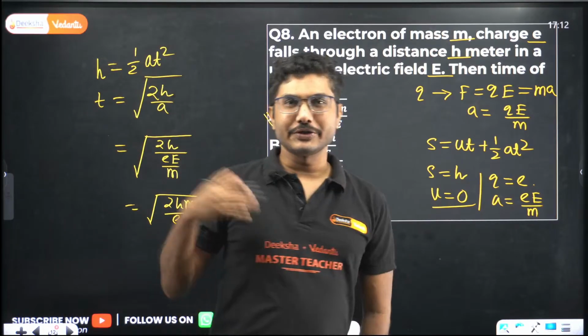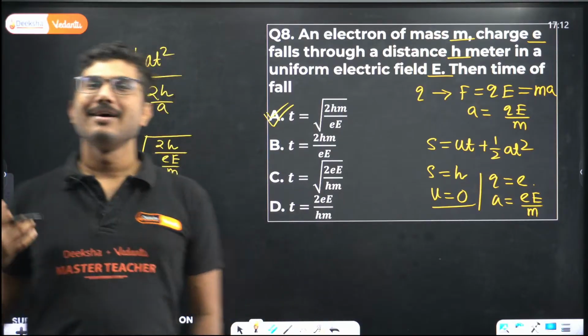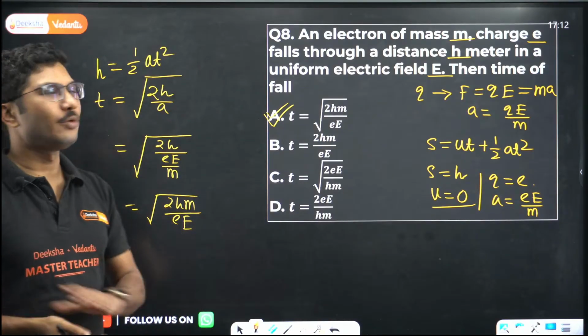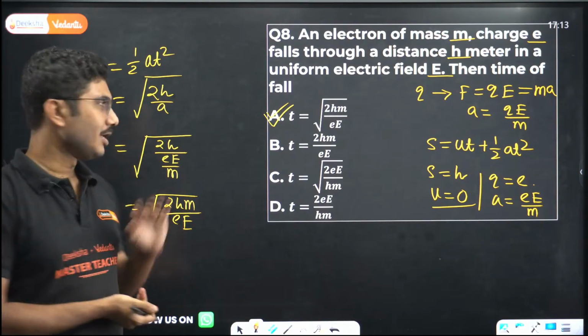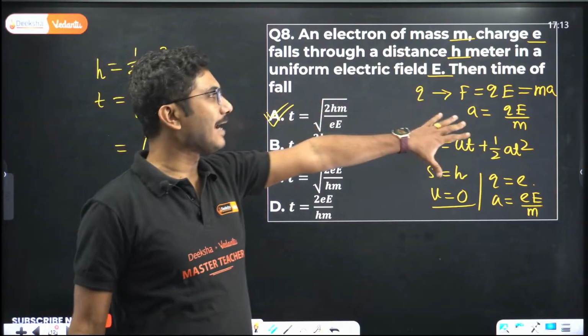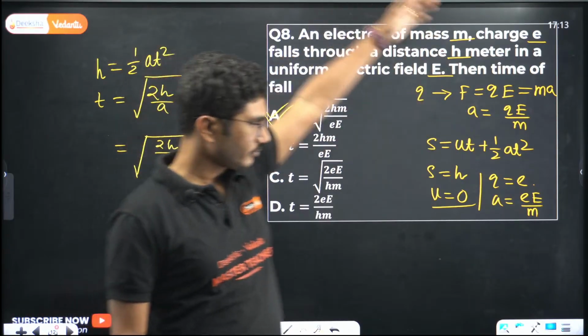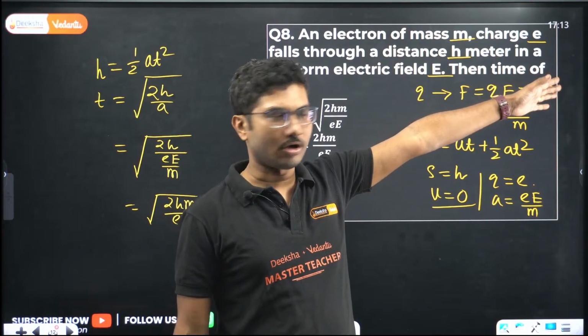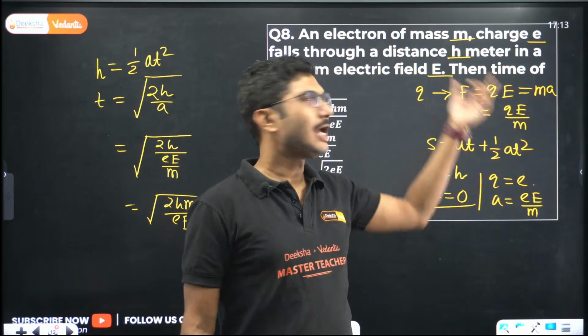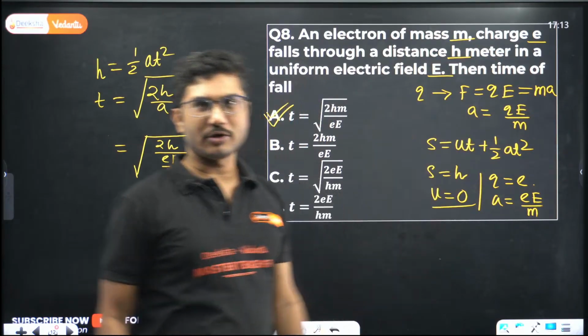These kind of questions are common in KCET, and they try to confuse you by giving you a simple question. So the only thing that you have to understand is the force due to electric field on the charged particle, then Newton's second law of motion to calculate acceleration, and then you use the equation of motion. That's it.